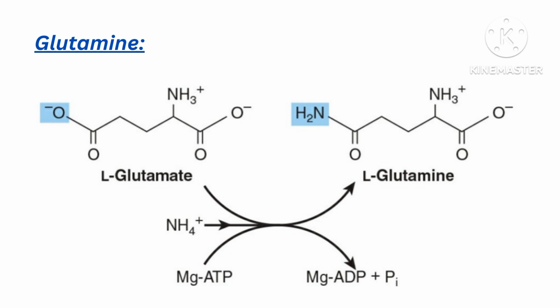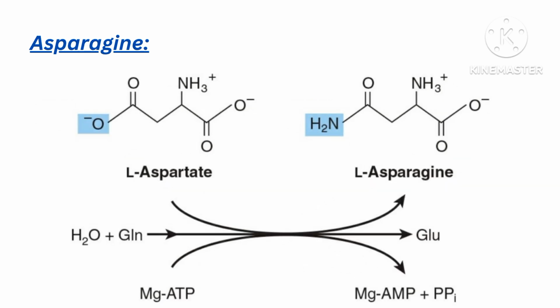Glutamine synthesis. It is synthesized from glutamate by the addition of ammonium ion, NH4. Glutamine synthetase catalyzes the reaction in an ATP-dependent manner. Asparagine synthesis. Asparagine is synthesized from aspartate through an amide transfer reaction. Asparagine synthetase catalyzes the ATP-dependent transfer of an amide group from glutamine to aspartate.